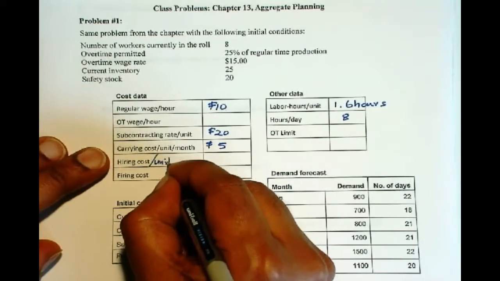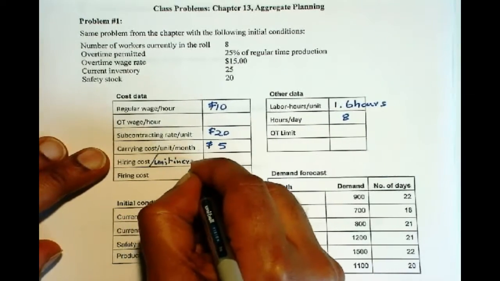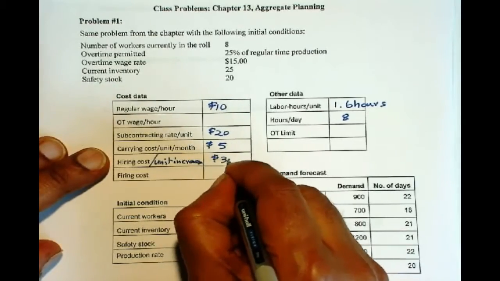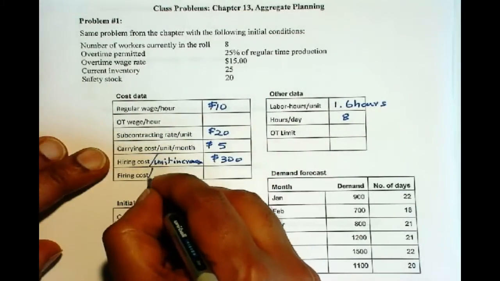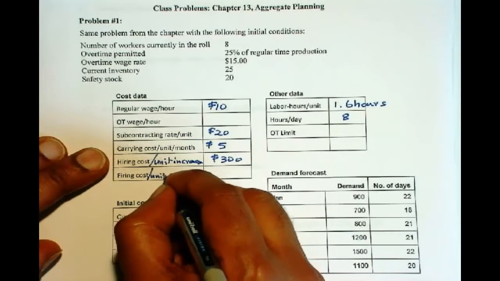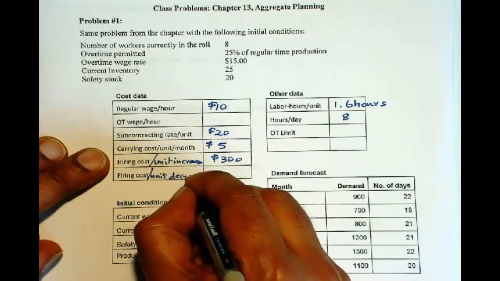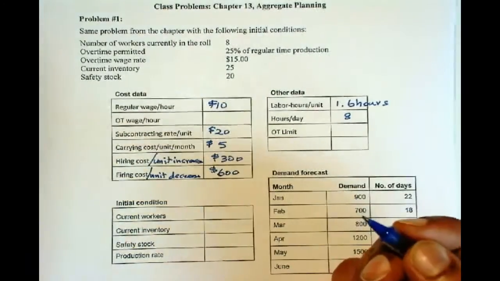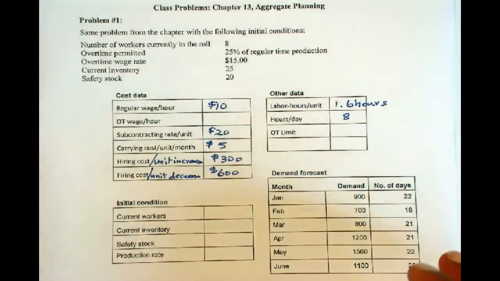increase is $300. Firing cost is per unit decrease, that is $600. So these are the data that are already given in the textbook.